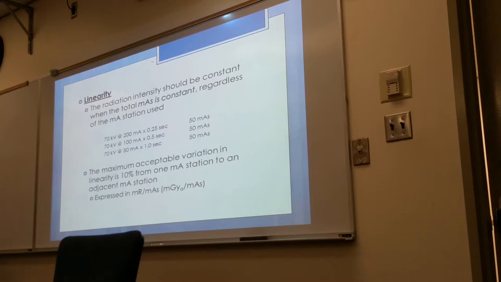So I don't know what they did over there, Sophie, so it could be reproducibility or linearity, but they test for both. So it could be this one too, or one or the other. The maximum acceptable variation in linearity is 10%.